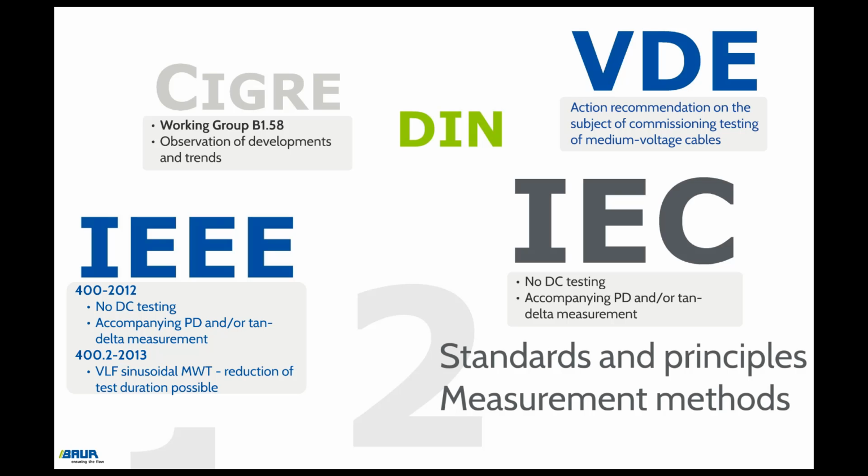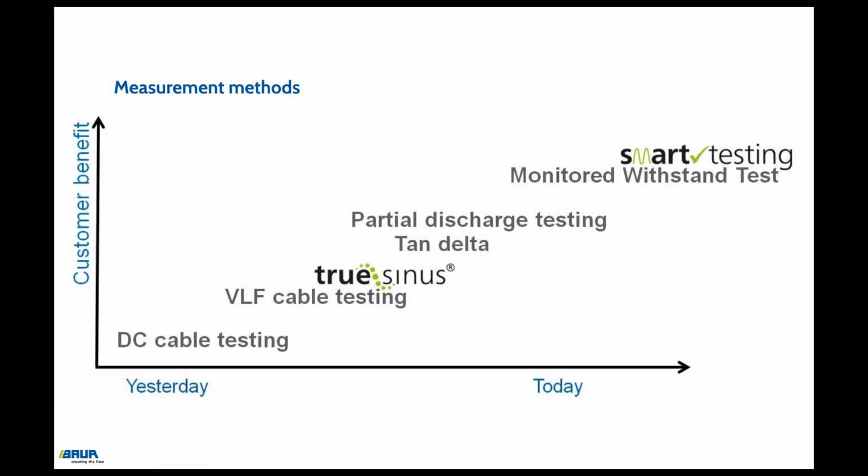In the following section, we will introduce the development of the individual measurement methods and describe these methods in detail. The technology in the field of cable testing has been in a state of continuous development over the last few decades. DC testing was used initially, but has been replaced by VLF testing, which only provides information on whether the cable is okay or a fault or breakdown has occurred during the test. It provides no information about the cable's condition or its remaining service life.